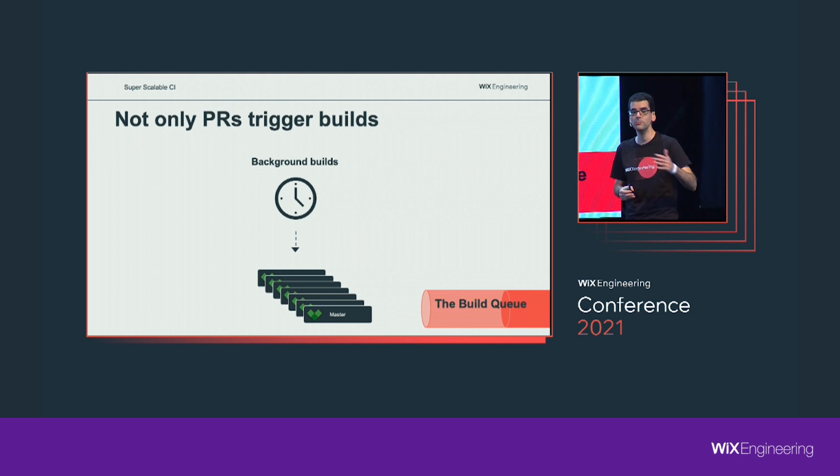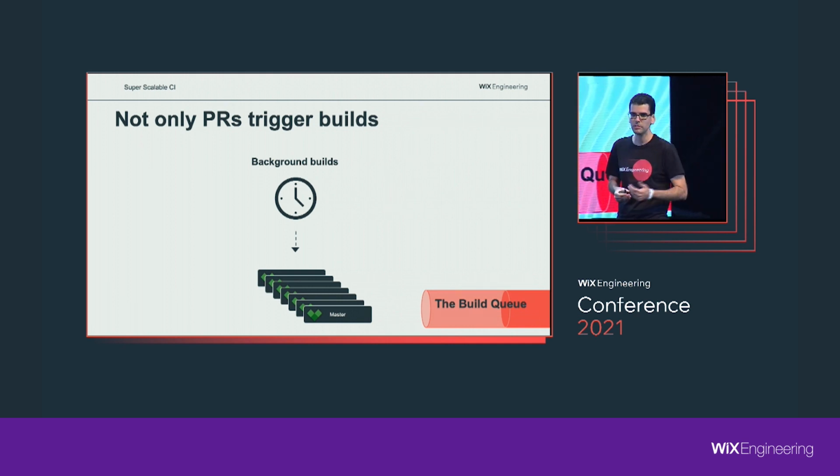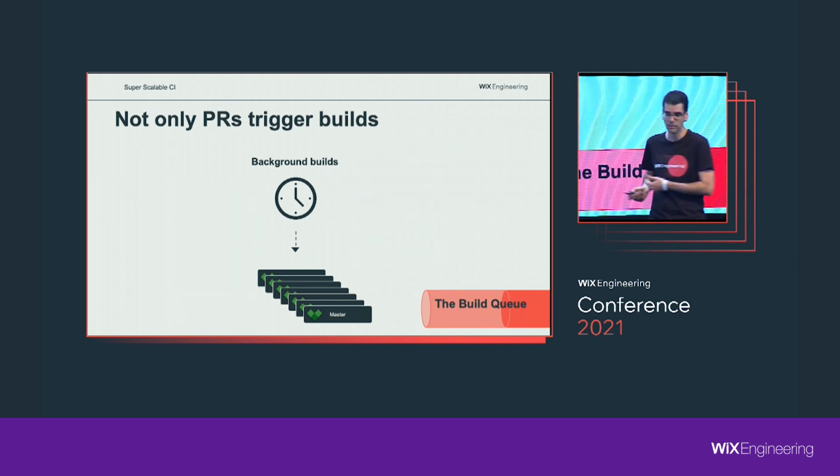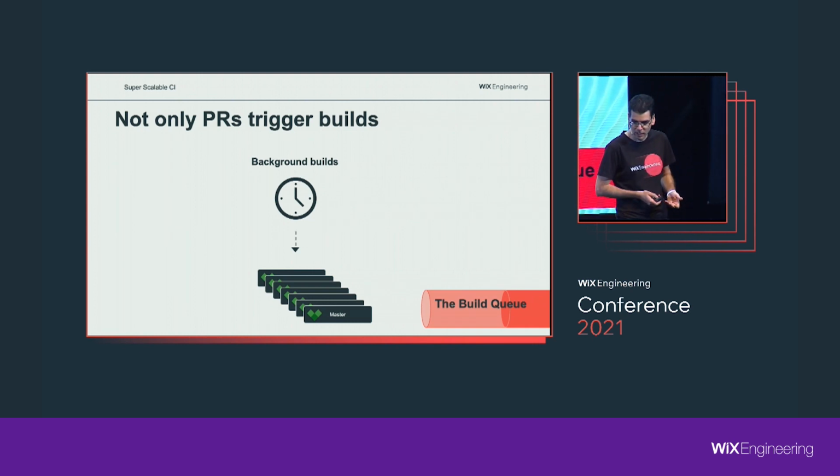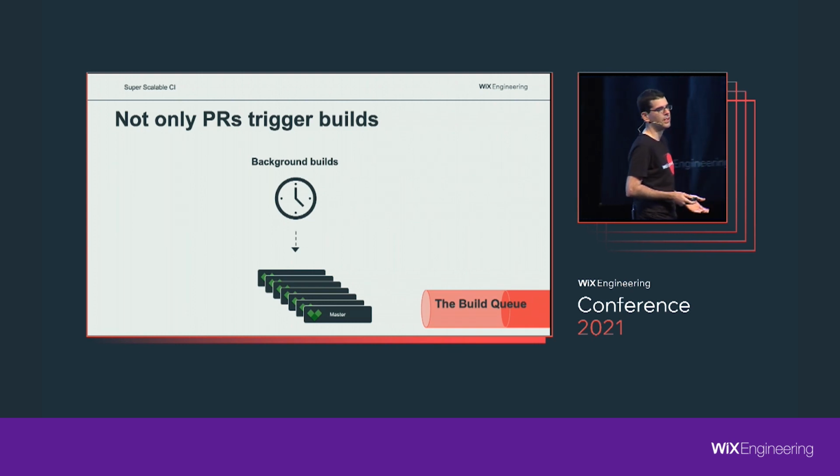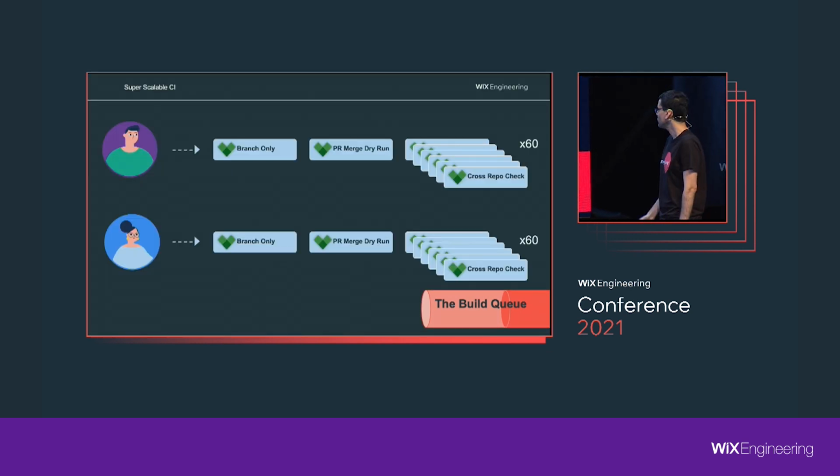Some of them are more important than others, right? Master builds are more important than background builds. You cannot argue with that. And some of them behave a bit different. They are very bursty. They're very spiky. And obviously, all of them are routed to the same queue.